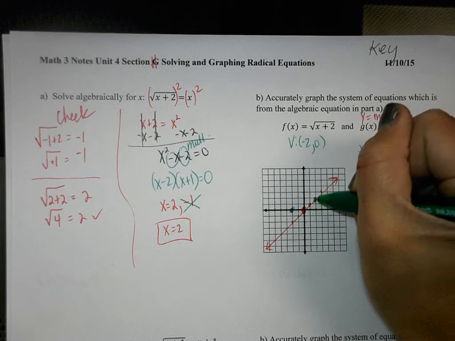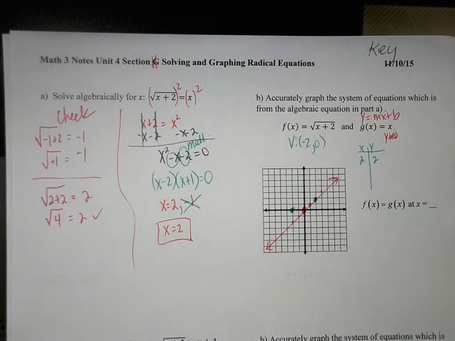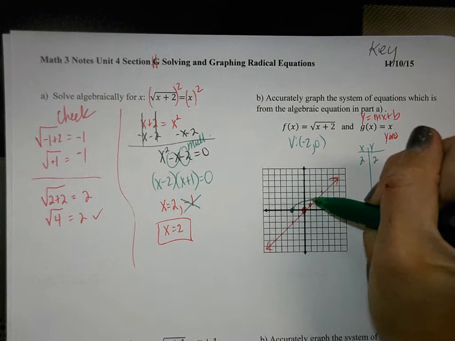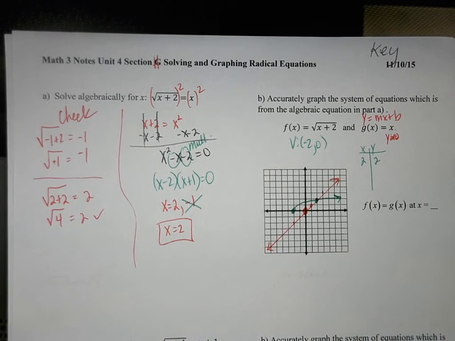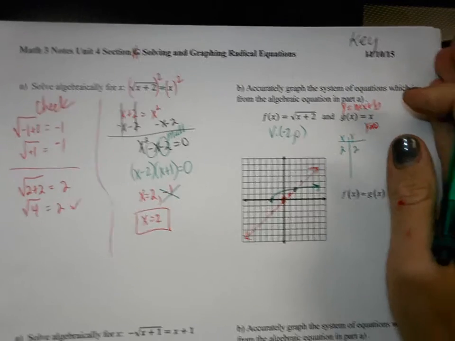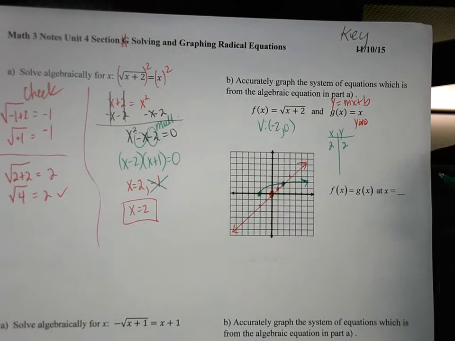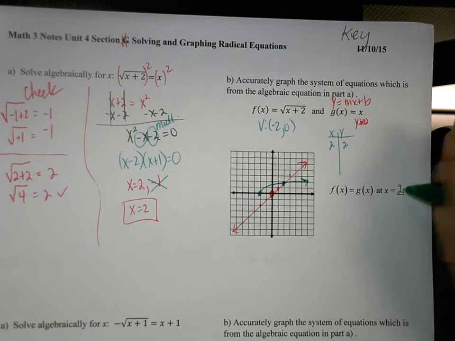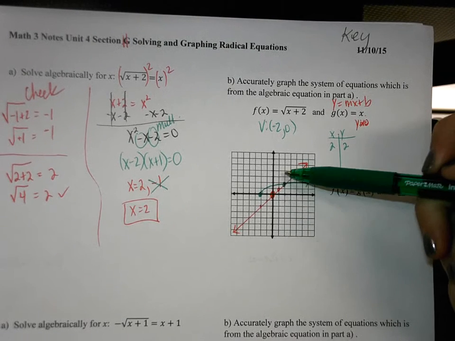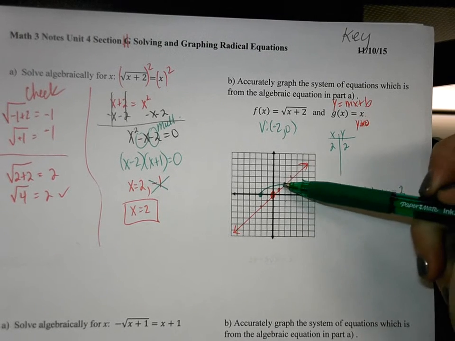And do you notice how those end up actually intersecting right there? Which is kind of nice. But we'll go ahead and draw our root equation. And so down here it says f of x equals g of x at x equals 2. And if you can see here, the two lines intersect at the value where x is 2.